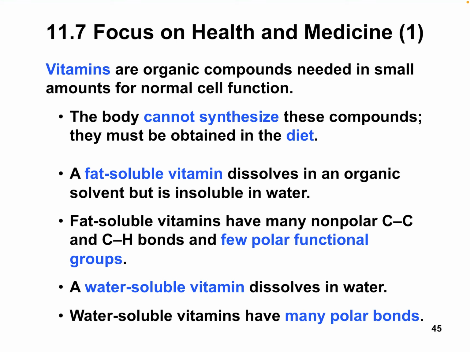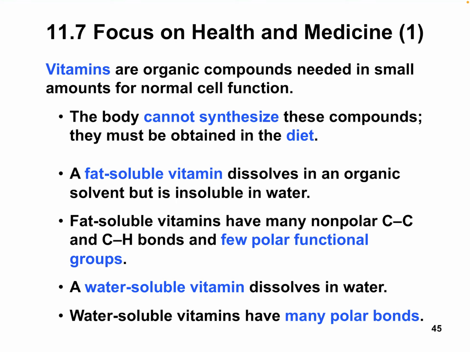Here we're going to focus on chapter 11.7, which is just a little sort of application of what we just learned about the polarity of molecules in 11.6. So to do this, focus on medicine, we're going to look at vitamins, all right? So vitamins are organic compounds that we need in order to have normal cell function, and we can't make them ourselves. So our body can't make them, we have to consume them.